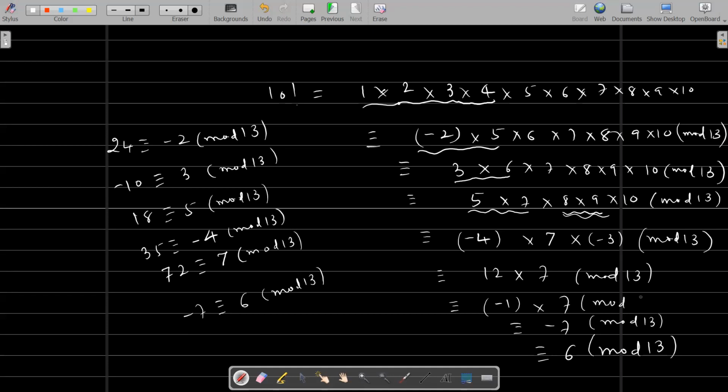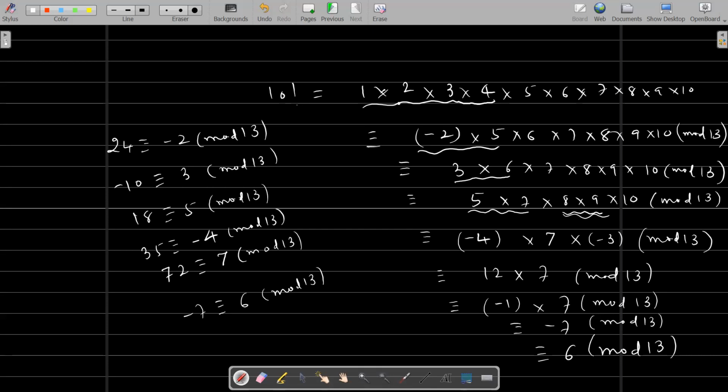Okay, now similarly you work for 11 and 12 factorial. In fact, we have already worked out 10 factorial. For 11, you have to just multiply by one more 11. For 12 factorial, you have to multiply that number by 12, and get all those numbers, add them up, and that's your answer for the number modulo 13.